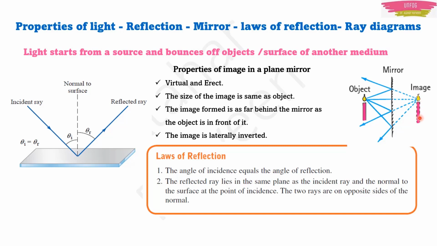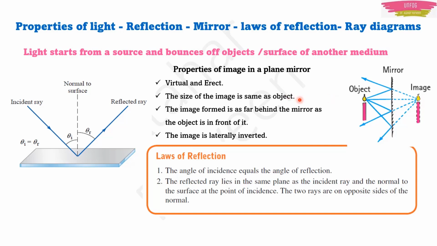That's why we call this type of image, which you cannot touch or which is formed by the light rays which are appearing to meet, which are not actually meeting, the imaginary lines, a virtual image. So in a plane mirror, there is a virtual image and it is erect. Erect means straight. This is the first property of the image formed in the plane mirror.